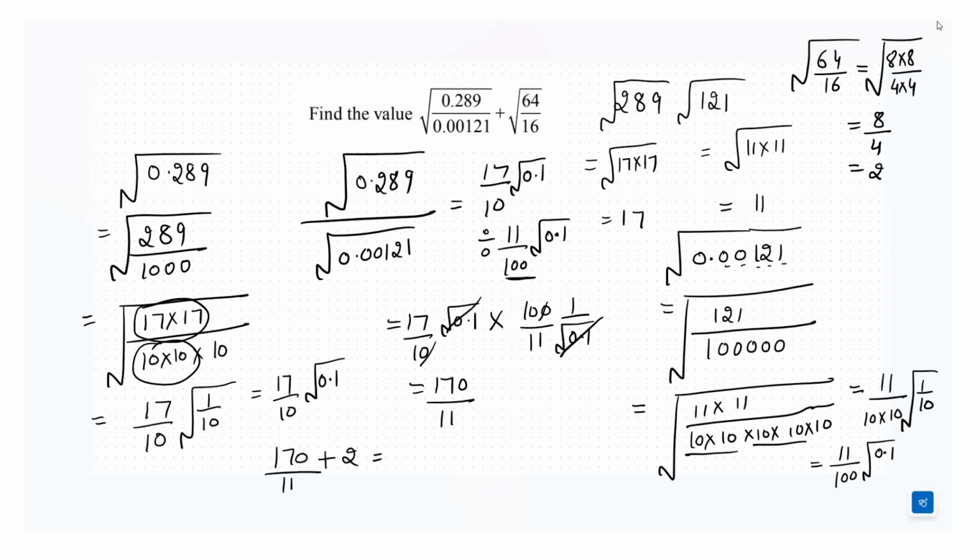plus 2. I will take the LCM here. That would be 11. 170 plus 2 into 11, which is equal to 170 plus 22 over 11, which is equal to 192 over 11. And that is the answer for this question.